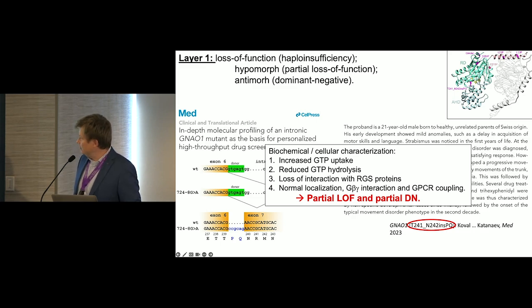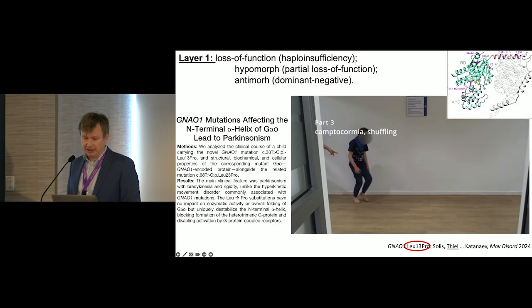At the molecular level, we have characterized this mutant. It has a bit increased GTP uptake, a bit reduced GTP hydrolysis rate. It loses the interaction with RGS proteins, as GNAO1 mutations typically do, as you will see, and it has normal localization, normal interactions with G-beta gamma and GPCR coupling. So we conclude that this mutant is either hypomorph or maybe at the same time a dominant negative.